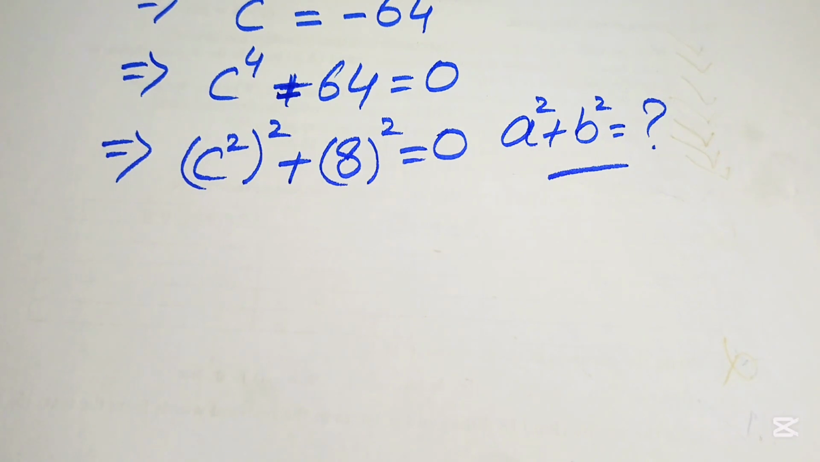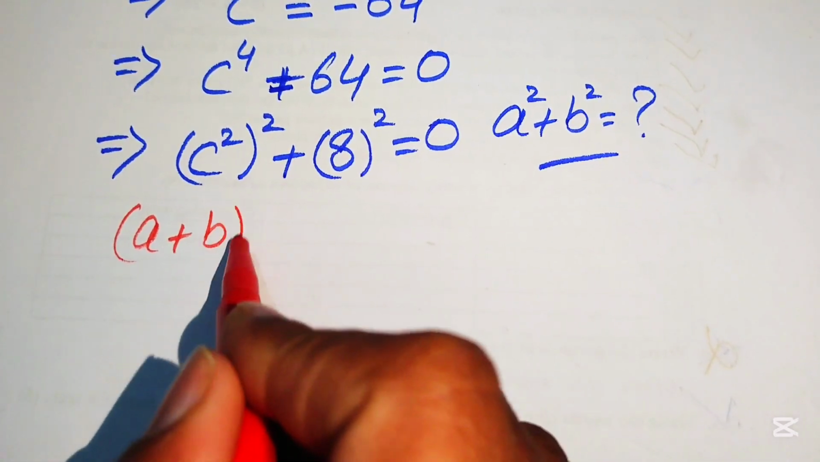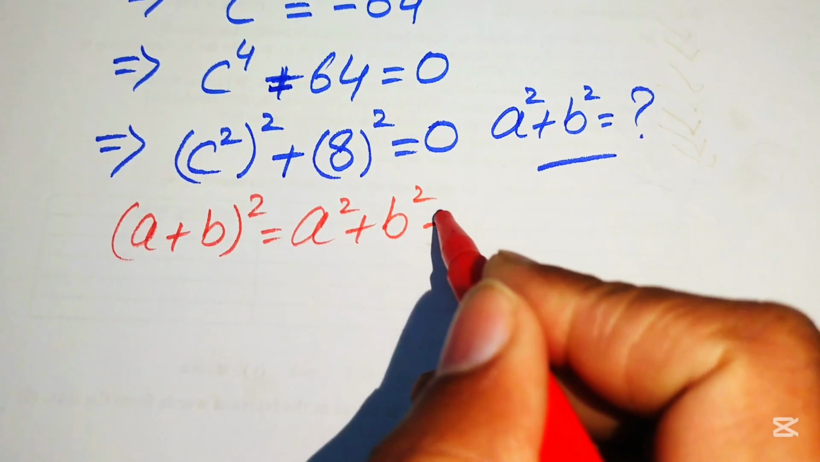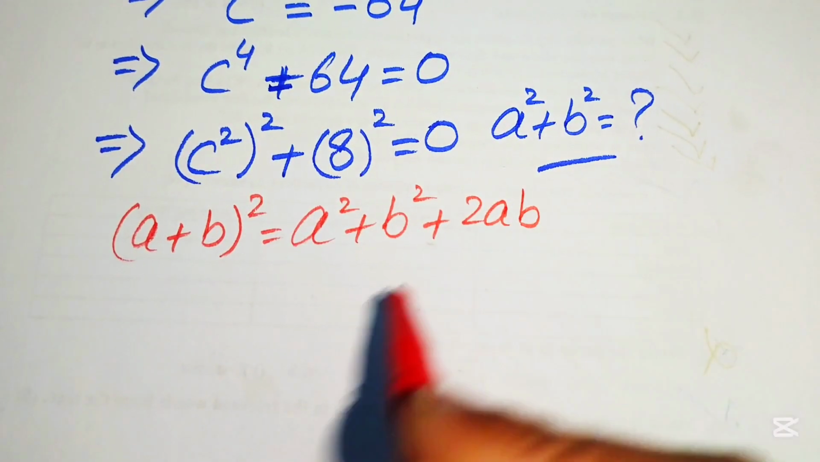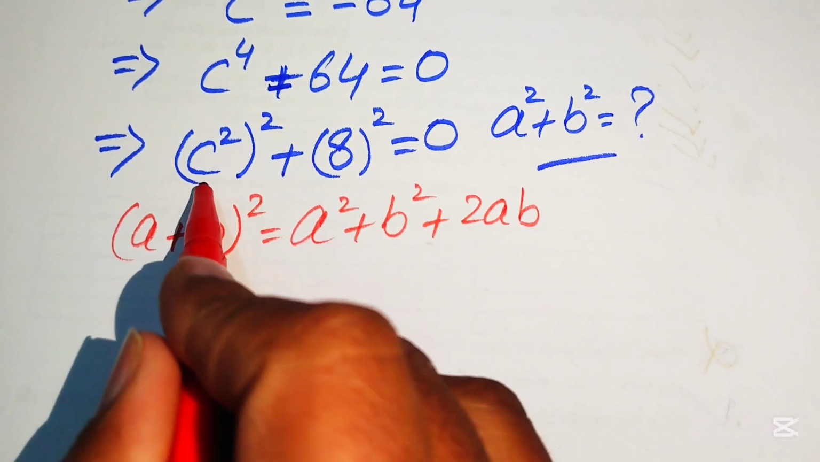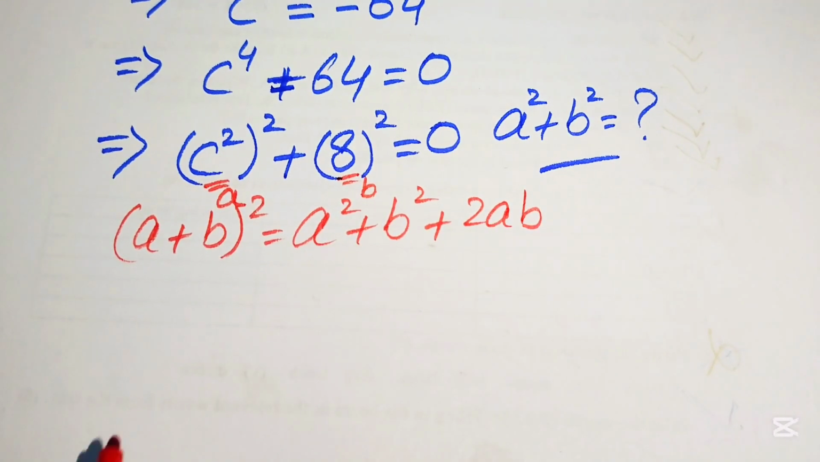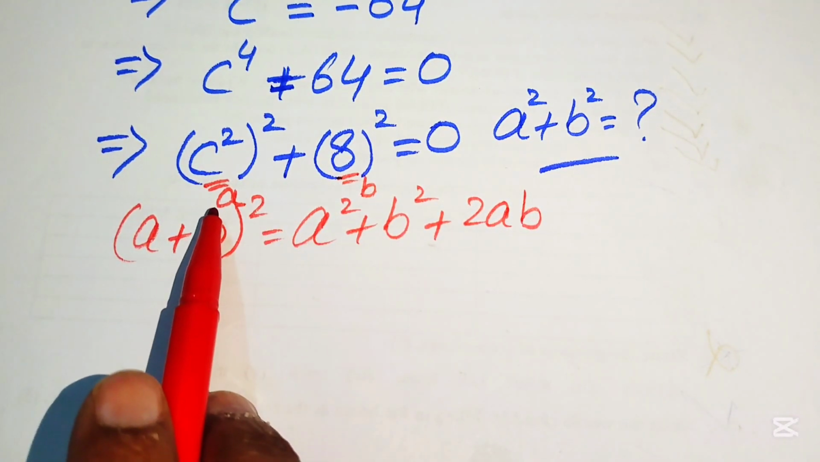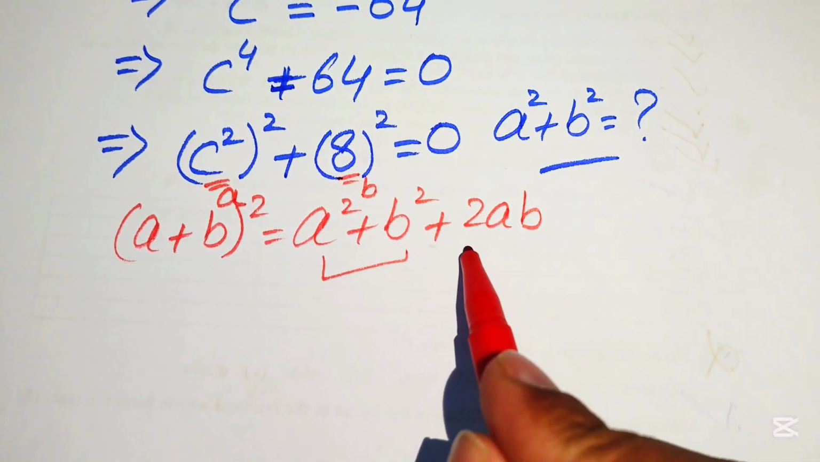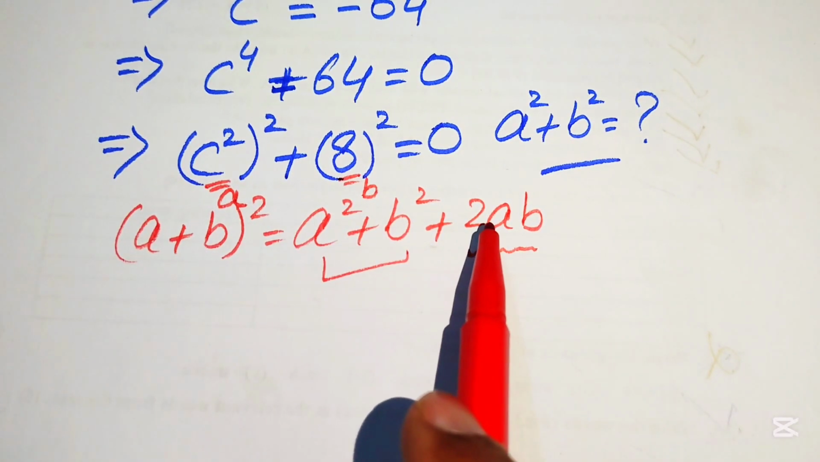First, we write the square identity. You know about this identity: a plus b whole square equals a square plus b square plus 2 times a and b. We use this formula in order to complete the square of the above term. You see that the value of a is c square, the value of b is 8. But here we have a square plus b square, and this term is missing, 2ab. This term is not present here, so we need this term.